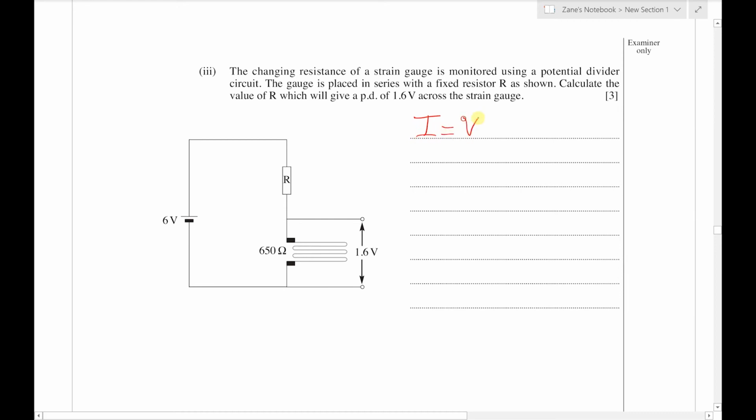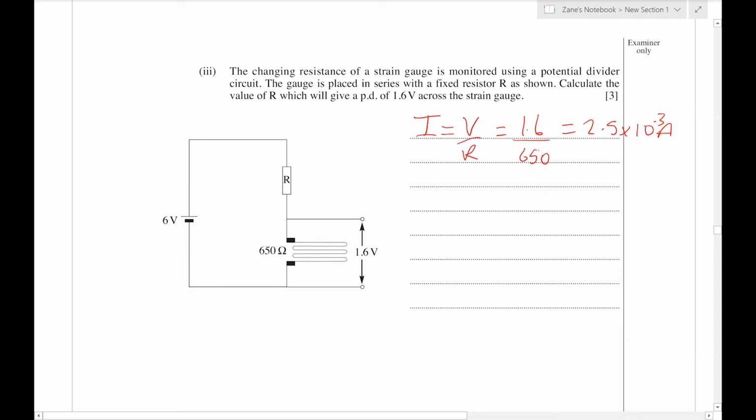The current flowing through that circuit will be the potential difference divided by the resistance. So we've got 1.6 volts over a 650 ohm resistor. So that would calculate the current in the circuit for us. Now that comes out as about 2.5 milliamps. But I'm going to use the exact value in the rest of the calculations.